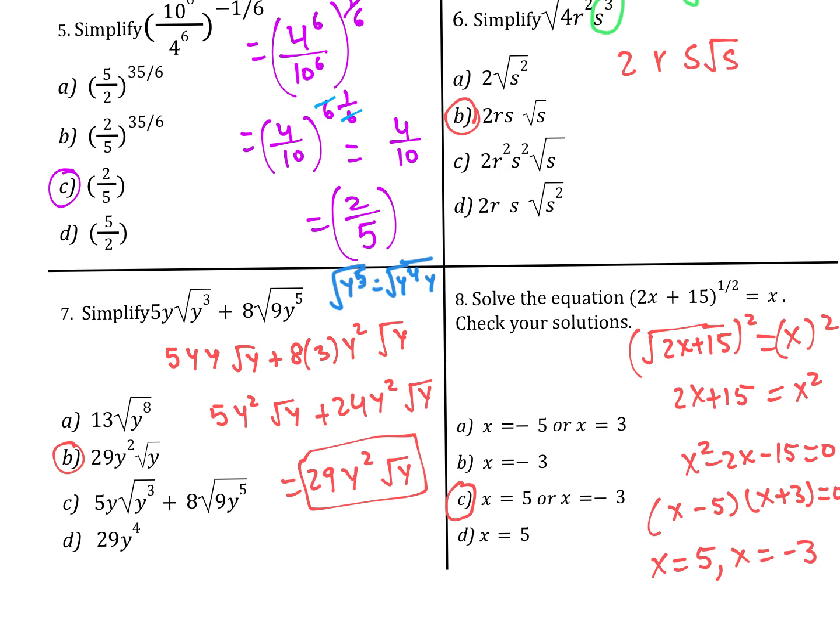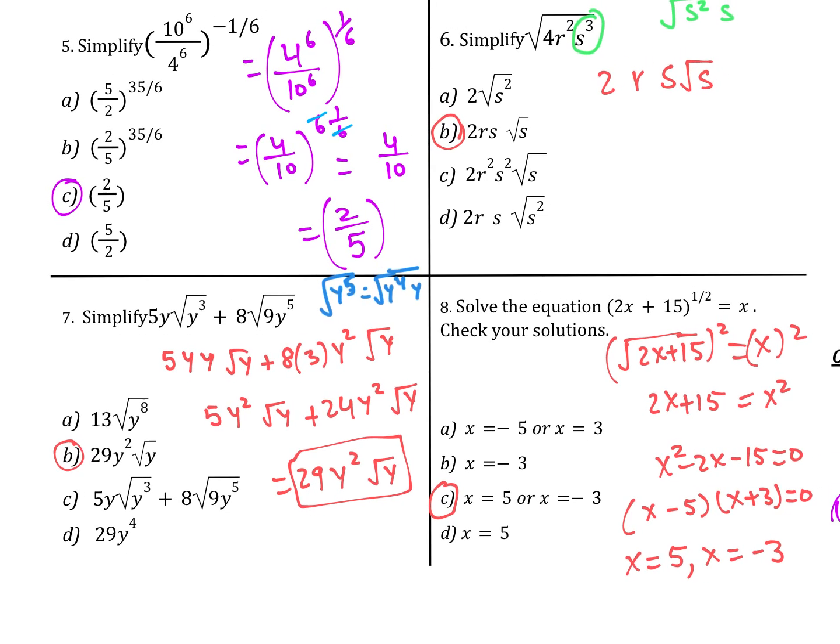For question number 8, you square both sides. This 1 over 2 means square root. Square both sides, and the square root and square cancel. 2x plus 15 is equal to x squared. Minus 2x and minus 15 on both sides, you get this quadratic equation.